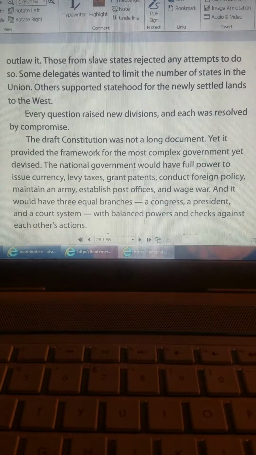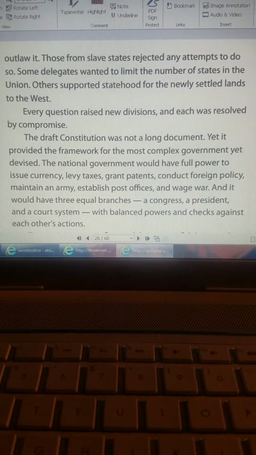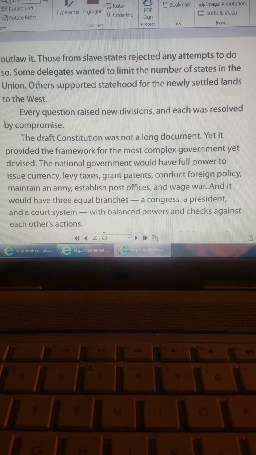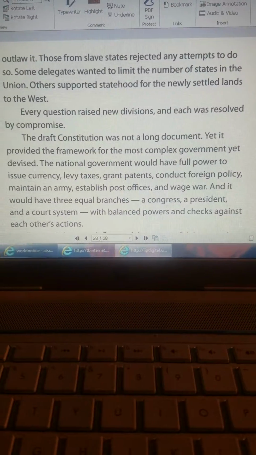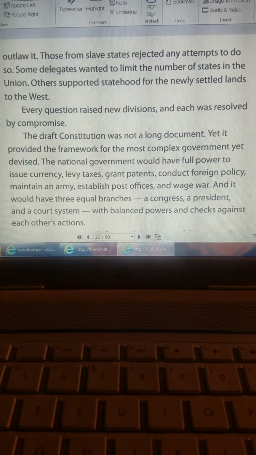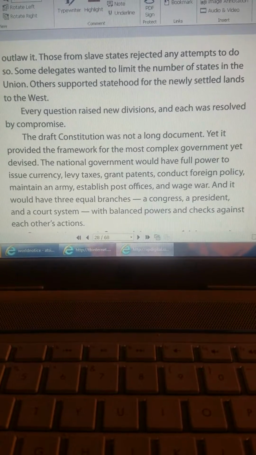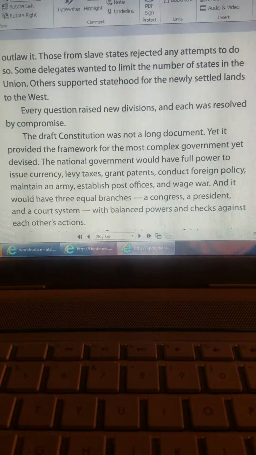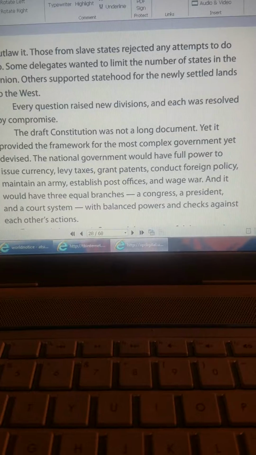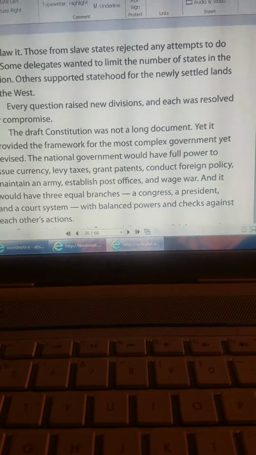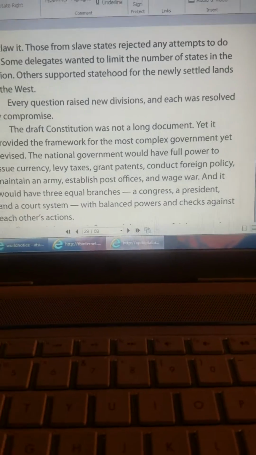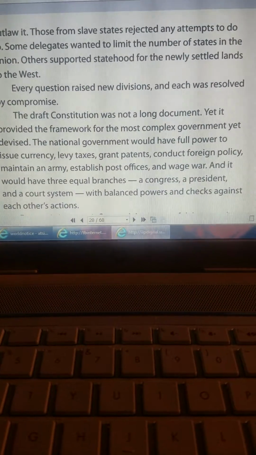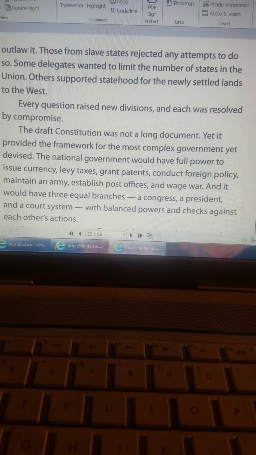Now, the draft Constitution was not a long document, yet it provided the framework for the most complex government yet devised. The national government would have full power to issue currency, levy taxes, grant patents, conduct foreign policy, maintain an army, establish post offices, and wage war. And it would have three equal branches: a Congress, a president, and a court system with balanced powers and checks against each other's actions.